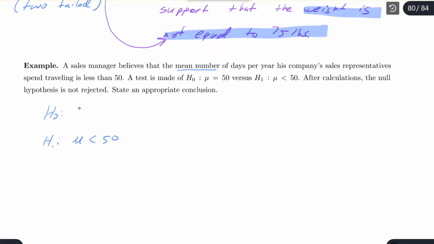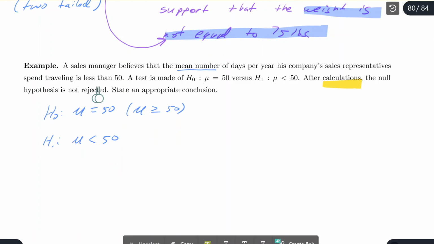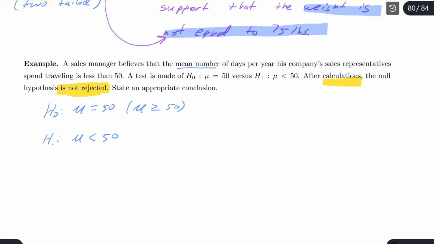Null hypothesis, I mean, they give us here, but you need to also write this on your own if it's not given, as we did earlier in examples. Again, you can write either one of these and you will not affect the conclusion. After some calculation, null hypothesis is not rejected. Stay to conclusion. Not rejected. So do not reject. Or sometimes we use the word fail to reject. It implies the same thing, fail to reject.